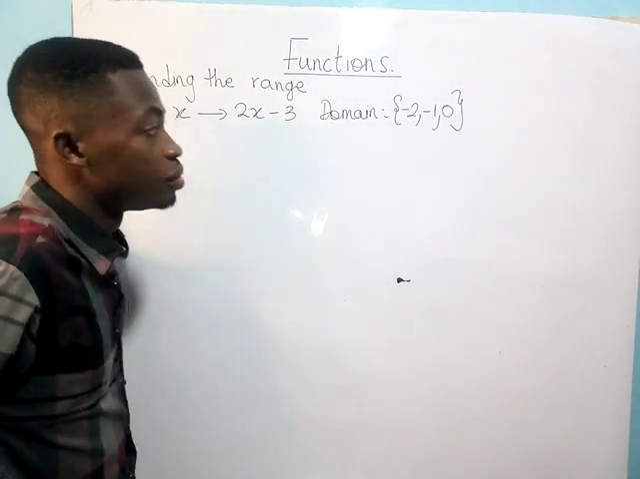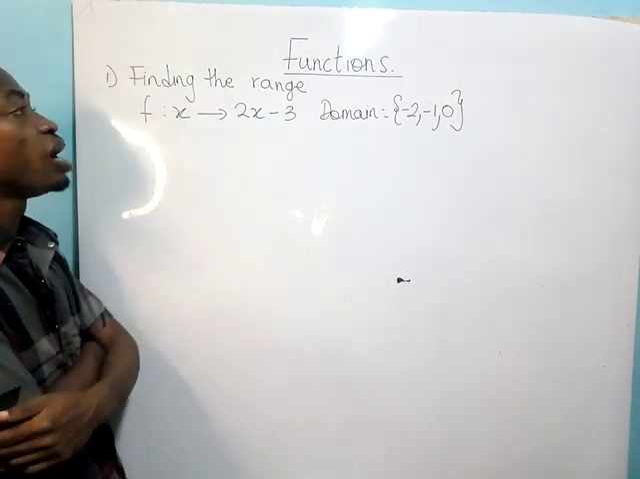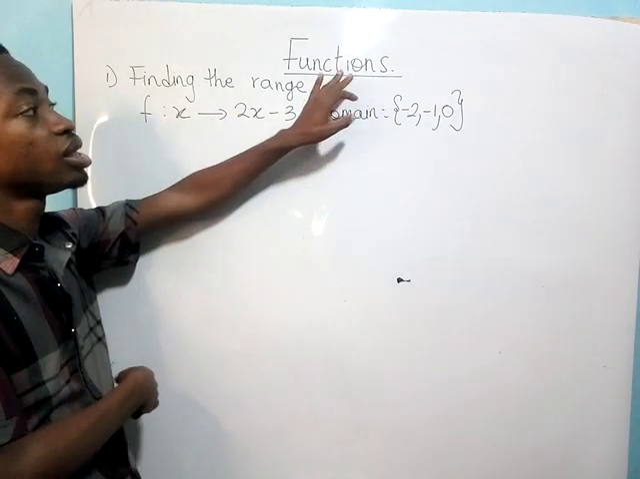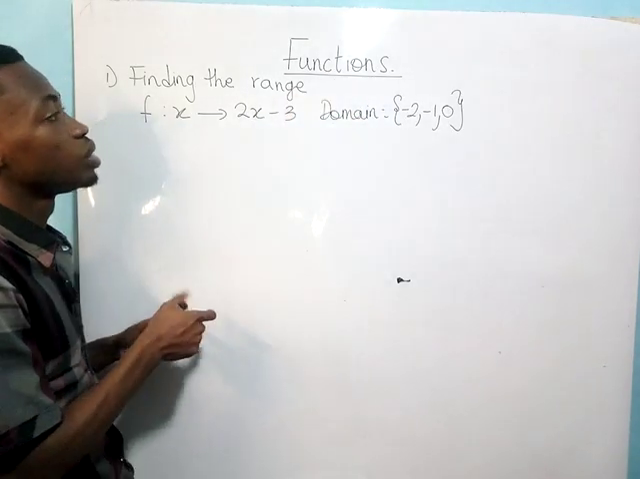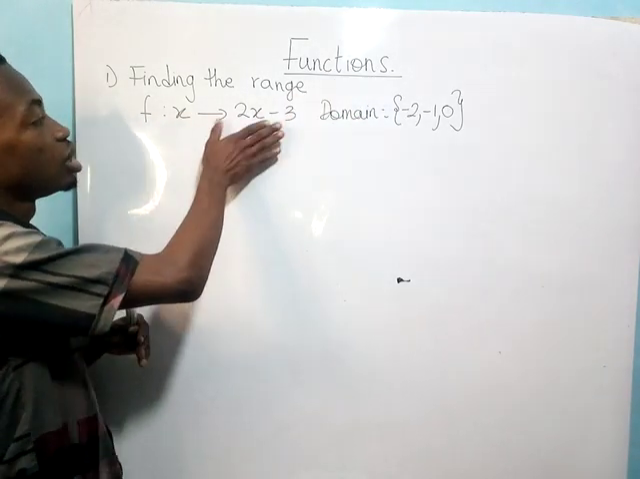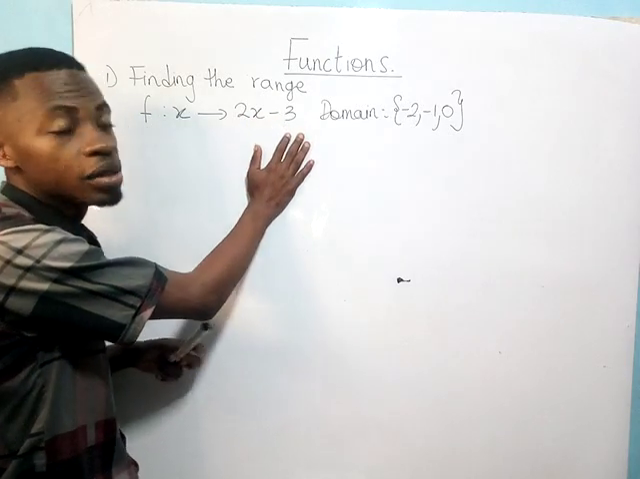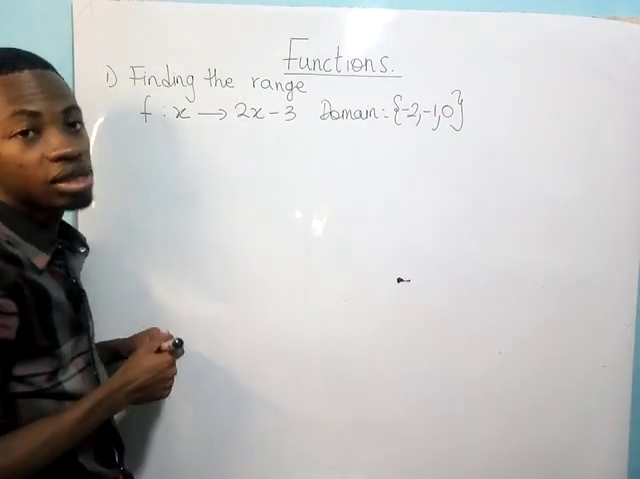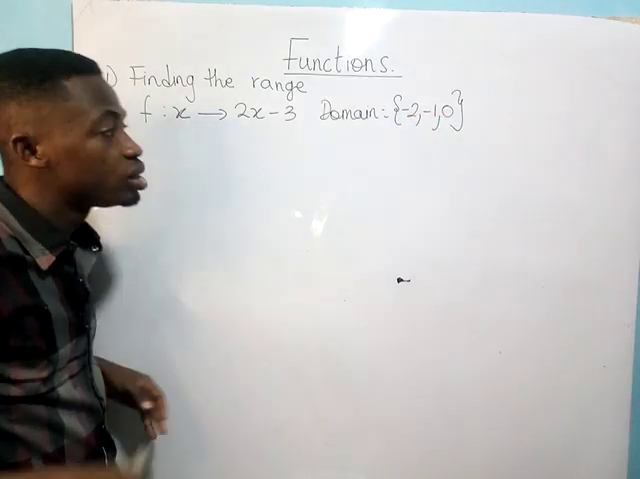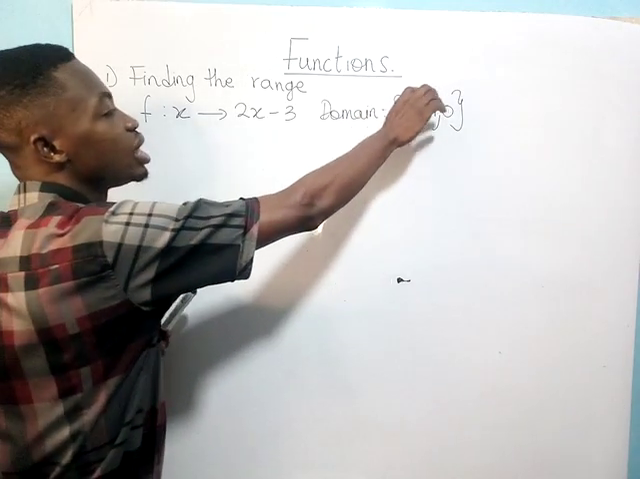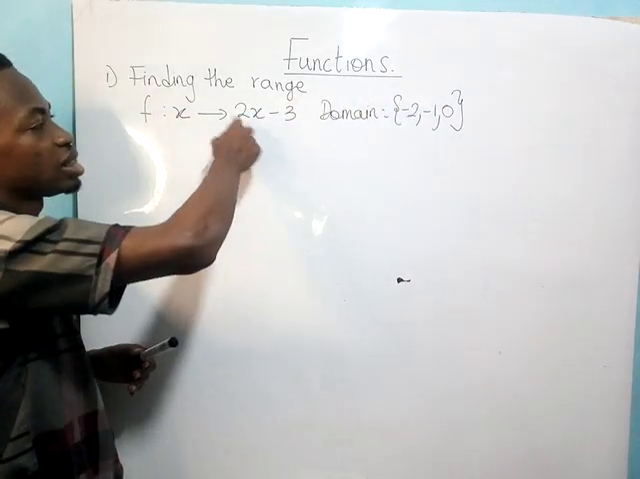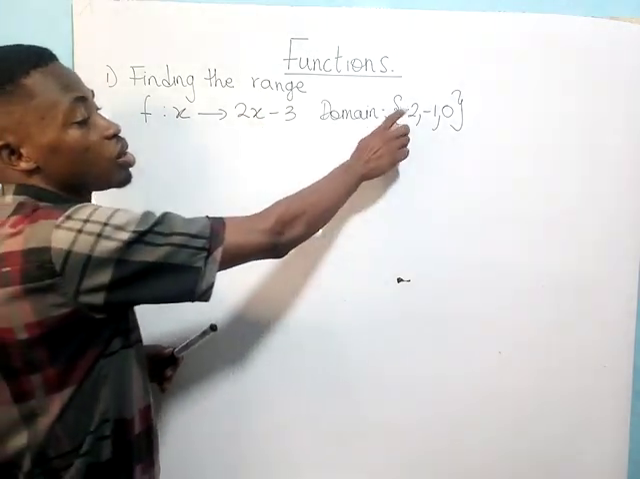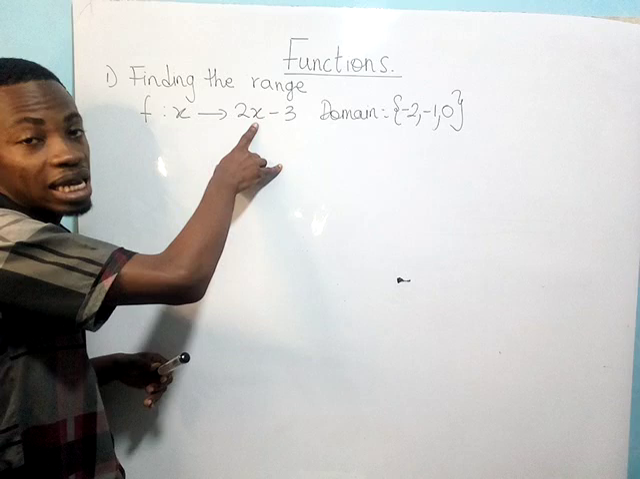Okay, this is Florent, the mathematics user, and we are being asked to find the range. Now we are looking at finding the range under functions. The functional notation has been given here, and we have 2x minus 3, and the domain is giving us -2, -1, and 0. So to find the range, it's just a matter of picking each value of the domain and substituting it into the functional notation, because each value here represents x.